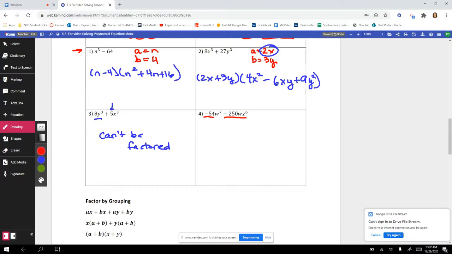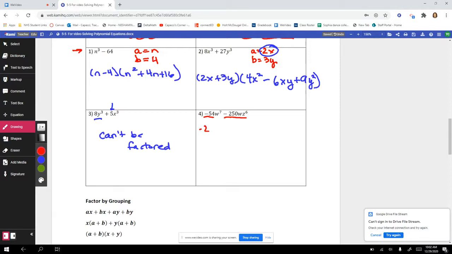So before I get started, I can take out a -2. I like that leading coefficient to be positive. Both coefficients are even, so I can take out a 2. That's the highest number I can take out, and I'm going to take out a -2.